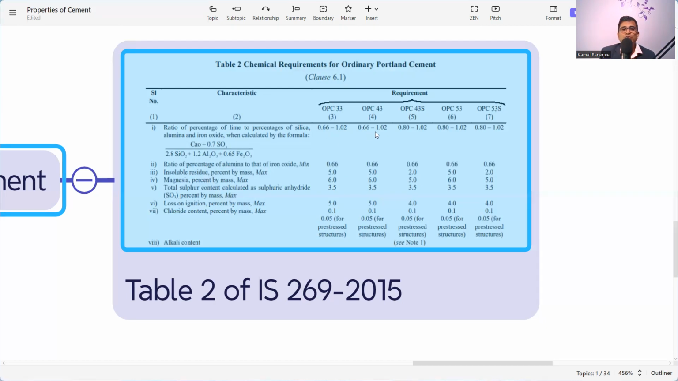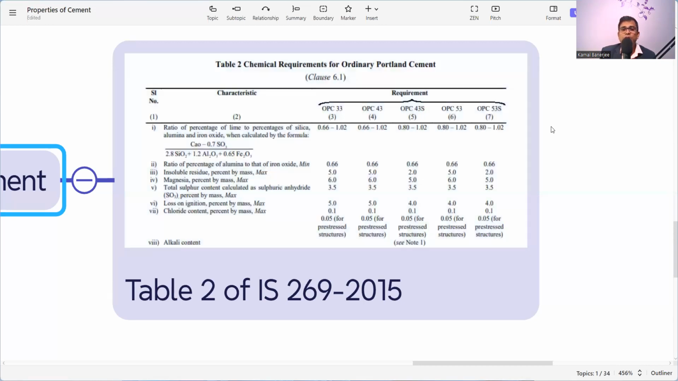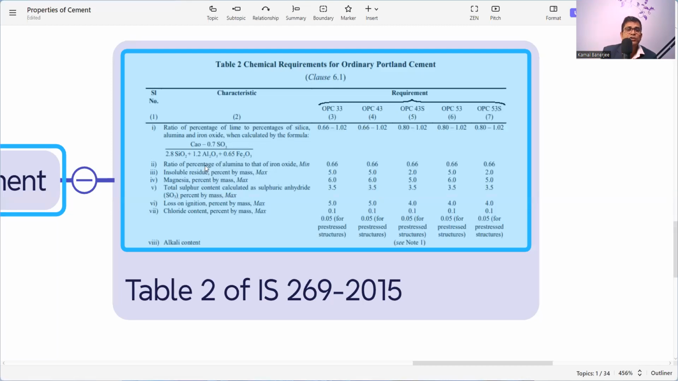0.66 to 1.02. OPC 43, same. 43 is 0.8 to 1.02. For 53 it is 0.8 to 1.0. Then the second is the ratio of percentage of alumina to that of iron oxide. Minimum this should be there.